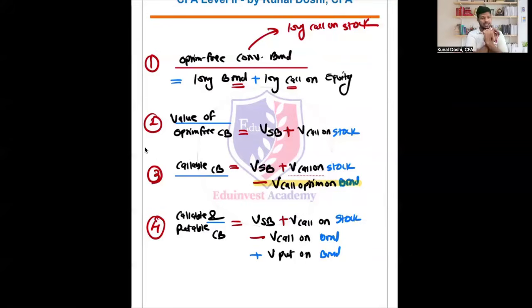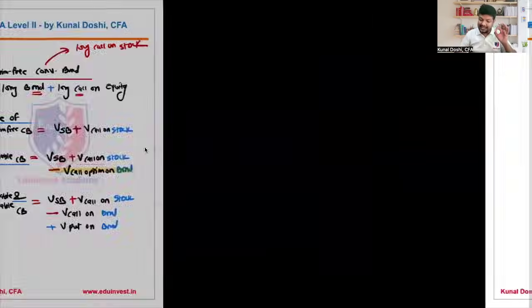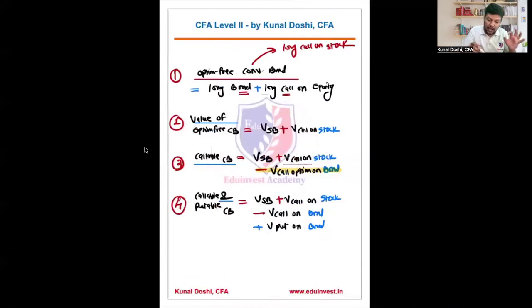So it is equal to straight value plus the value of a long call on a stock, minus the value of a call option on the bond, plus the value of a put option on the bond. Four things that include all. Understood, everyone? Clear? Right? That's the end of this giant topic. And this is where all the three topics are interconnected.